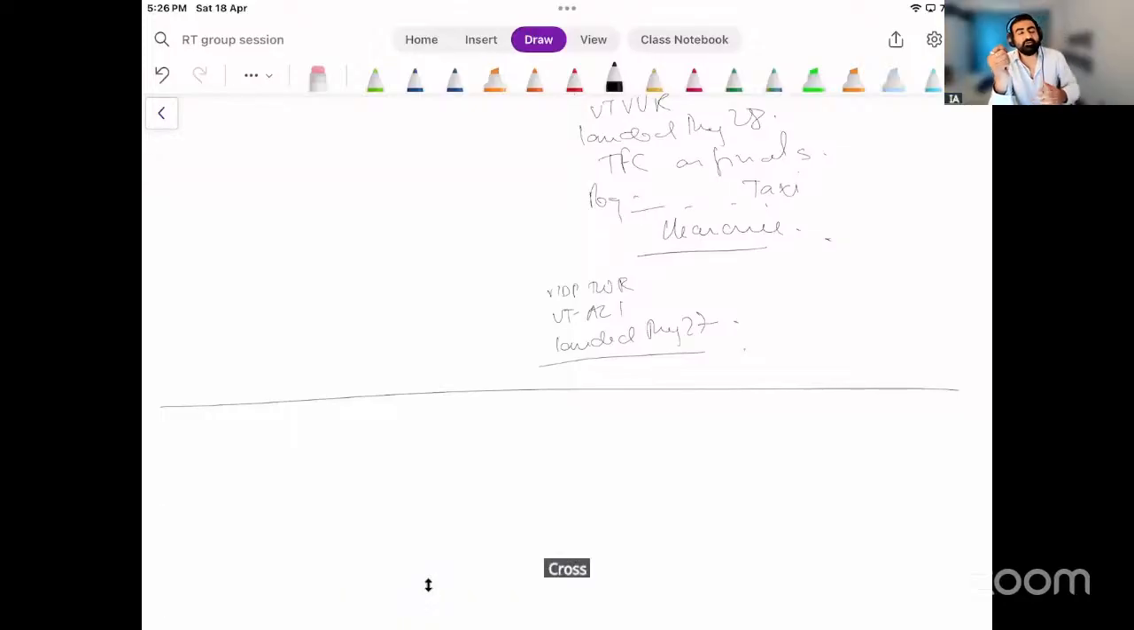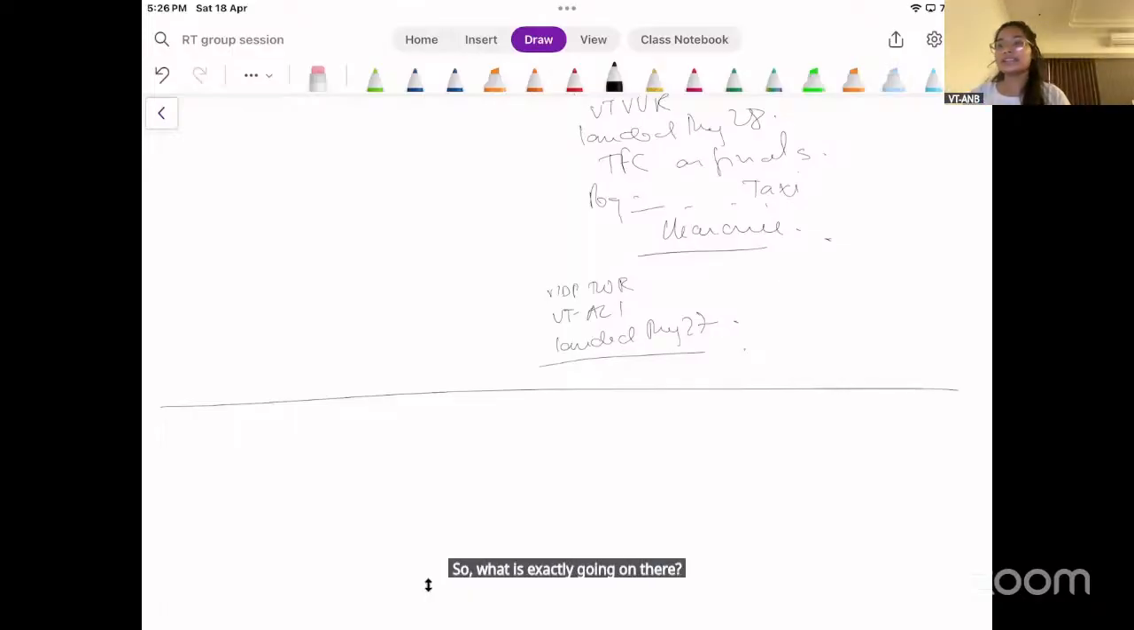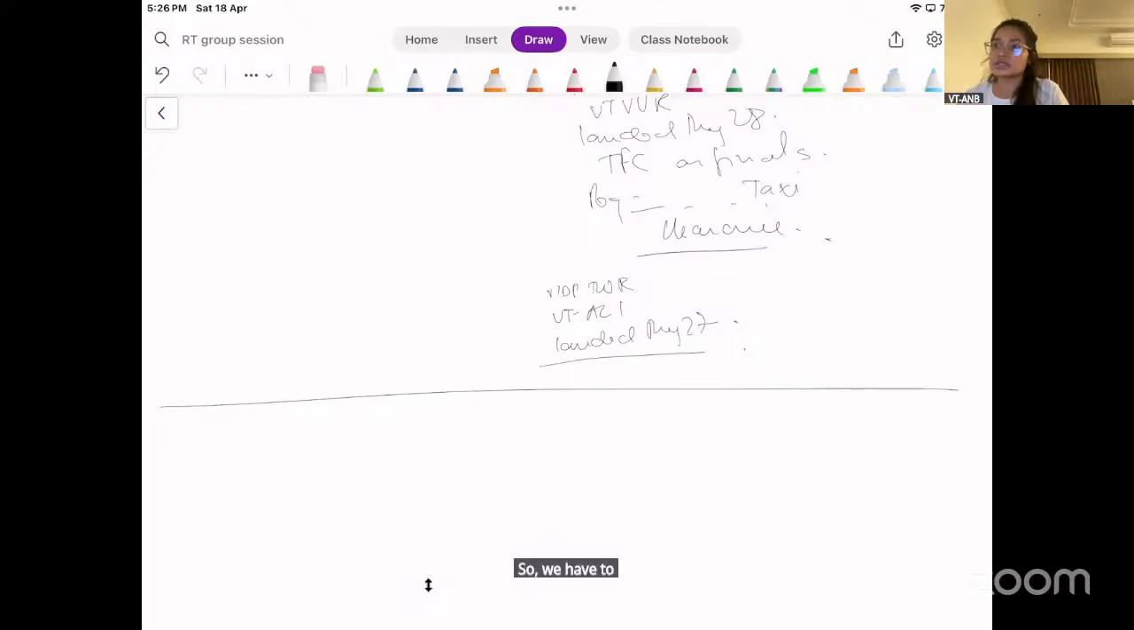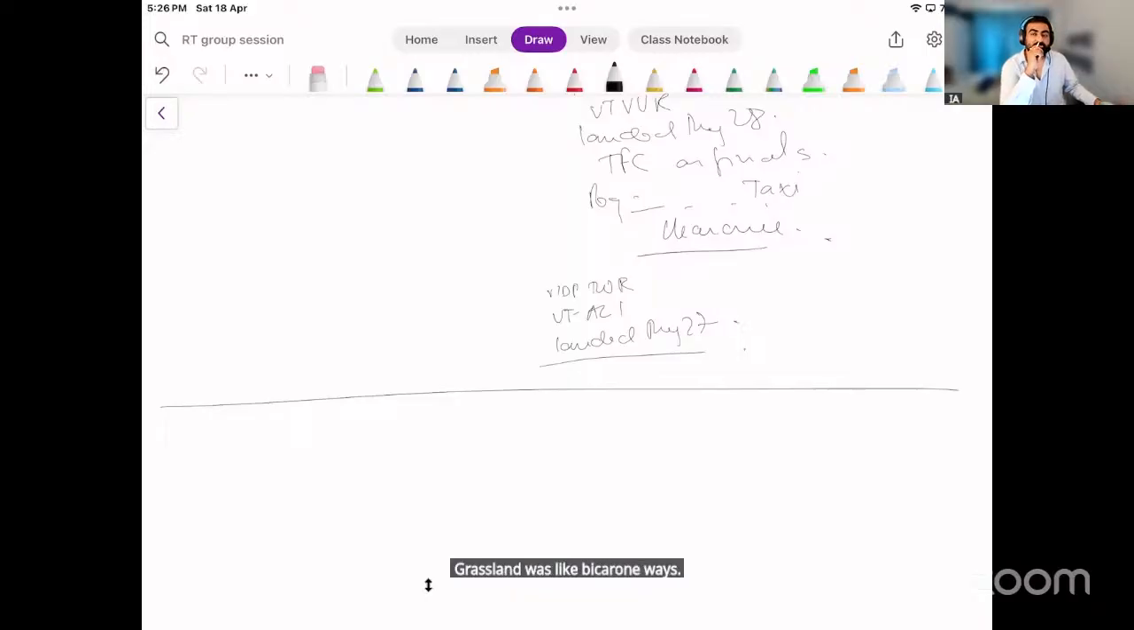Crossing grass runway 27. So what is exactly going on there? Sir, many times there is a paved runway, then a grass runway. So there's a taxiway between them. So we have to mention that we are crossing the grass runway also. Grass runways are like backyard runways.